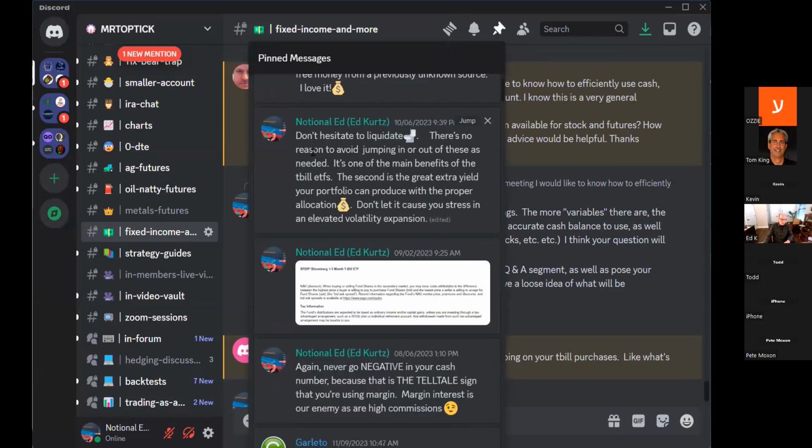Here's a big one. Don't hesitate to liquidate. There's no reason to avoid jumping in and out of these fixed income investments as needed. It's one of the main benefits of the T-bill ETFs. I'll get to that in a minute. The second is the great extra yield that your portfolio can produce with the proper allocation. Don't let it cause you stress in an elevated volatility expansion moment.